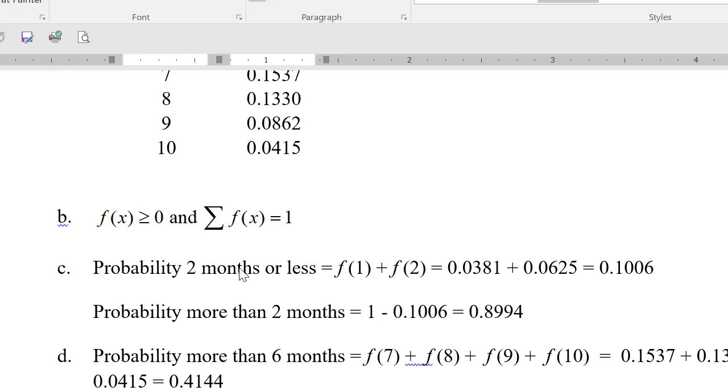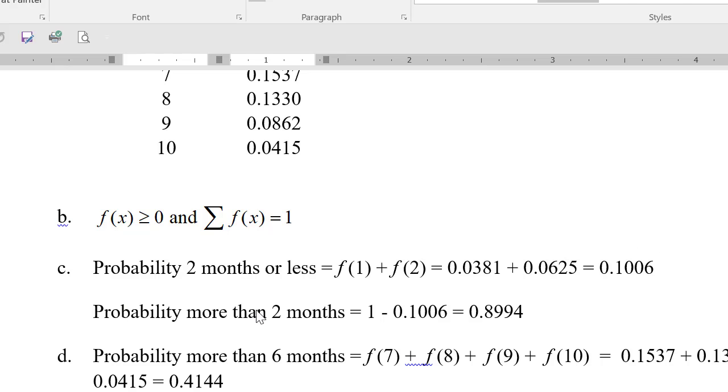Part C was the probability of 2 months or less. So you're just adding up F1 and F2, which is this. I would like to comment that a lot of you are rounding this to say 0.04 and this to 0.06, and then you do the sum. You don't round until the very end. Every time you round, you introduce more error into your calculation. So if you round early on and keep rounding throughout the numerous calculations you have, your number is off fairly significantly. So don't round until the very end.